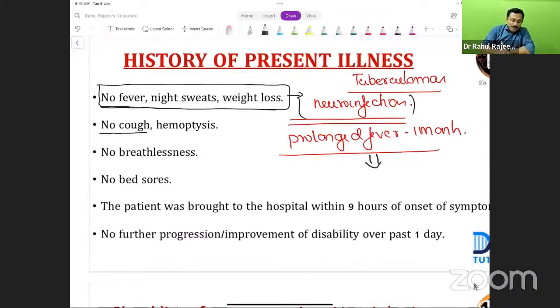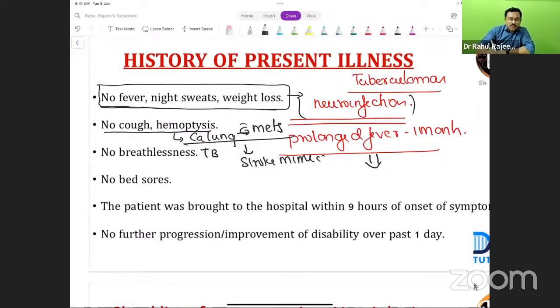There is no cough or hemoptysis. What is the importance of this? The importance is, as I told you, hemiplegia is not always due to stroke alone. I have had a patient who presented with an acute onset weakness, which was actually a case of carcinoma lung with brain metastasis. It was not a stroke. It was a lung carcinoma with brain metastasis, but had an acute presentation. So this is to rule out a CA lung, and obviously even tuberculosis as well, but CA lung with mets is a stroke mimic.